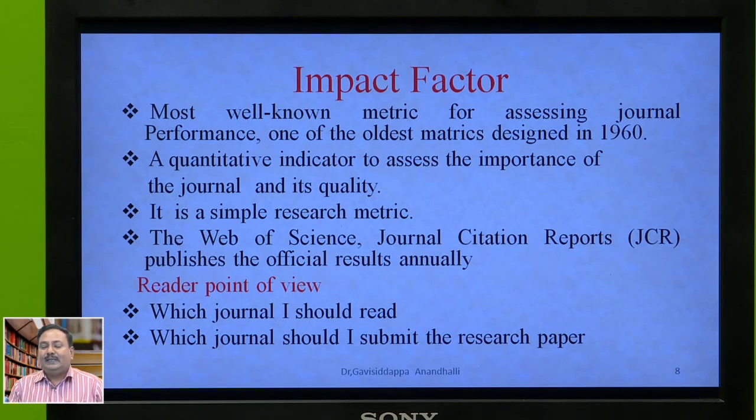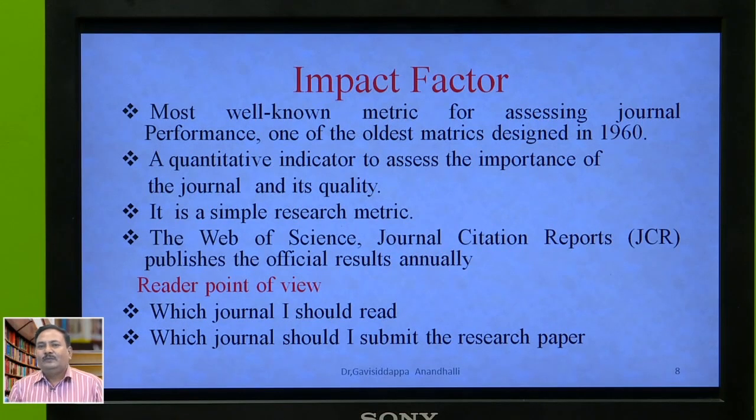It is a quantitative indicator to assess the impact of the journal and its quality. And it is very simple. The impact factor is a quantitative indicator, so it gives a number for a given journal. Based on that number, we can assess the quality of the journal. It is a very simple research metric, a simple arithmetic mean, very easy to calculate. This impact factor is calculated by the Web of Science. It is one of the most advanced and leading publications. Web of Science is one of the major full text bibliographic databases, available in both science as well as social science.